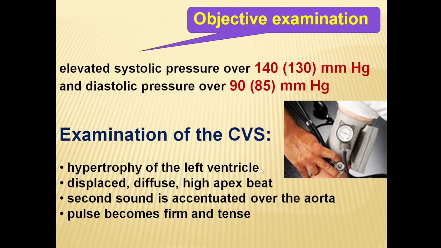As a result, the apex beat will be displaced and it becomes high and diffuse. After some time, we can reveal an accent of the second sound over the aorta, and the peripheral pulse on the radial artery becomes firm and tense. These are cardiovascular indices of essential hypertension, because on the exam there will be a specific examination of the patient with hypertensive syndrome.